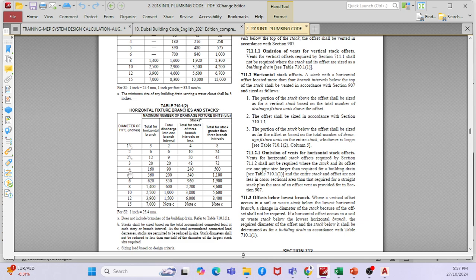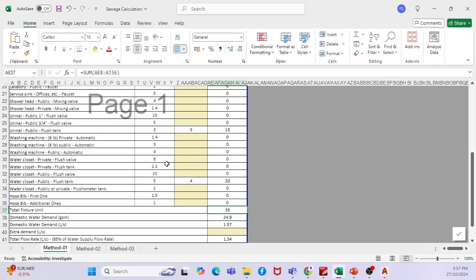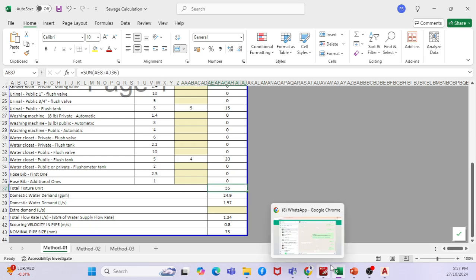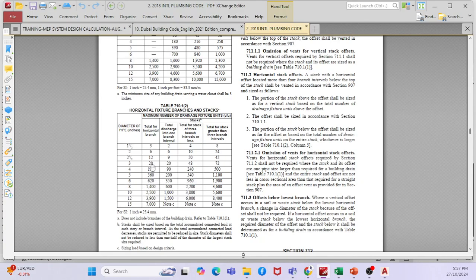Clear, right? Riyaz, Ajit? Yes, sir. So up to 160, I can go with a 4-inch pipe. Whatever fixtures I add, I can keep on adding up to 160 DFU on a 4-inch pipe. So if I go to this particular sheet, based on 5 urinals and 4 WC, my total fixture unit is 35. It is between the values 20 to 160, so maximum I can use 4-inch pipes.